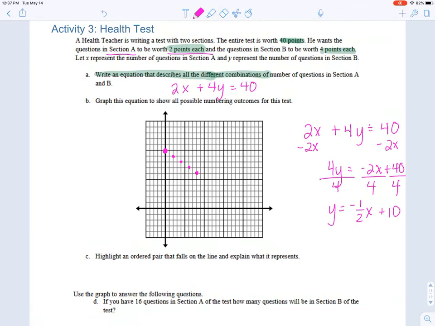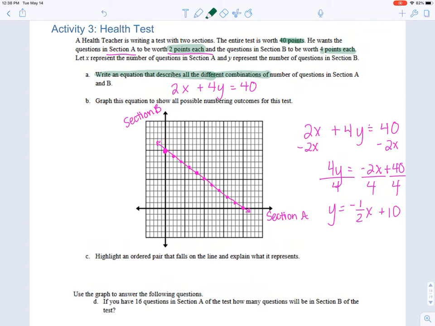All right, so we're going to continue to go down 1 over 2, down 1 over 2, and keep that pattern going. I'm going to stop here because it's unrealistic to have negative points and negative numbers of questions. So remember, this is section A, because section A is the x-intercept. Section B, x-axis, or x variable, and section B is your y.